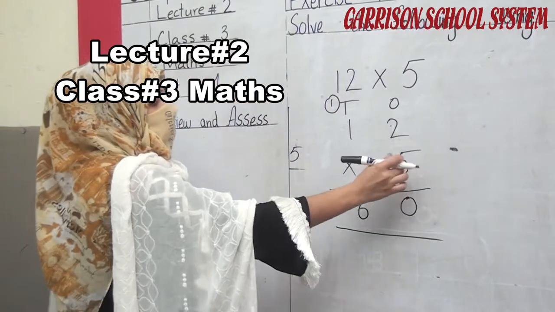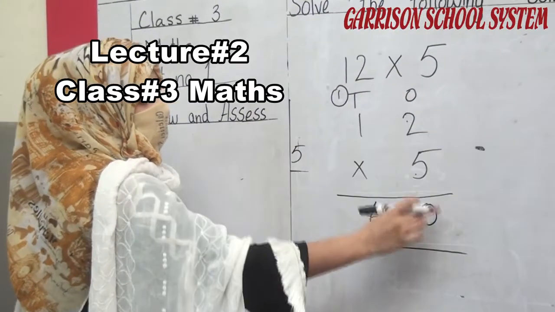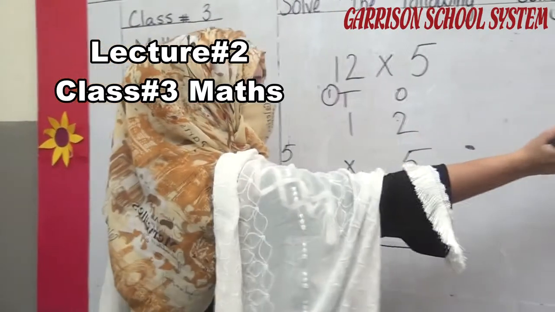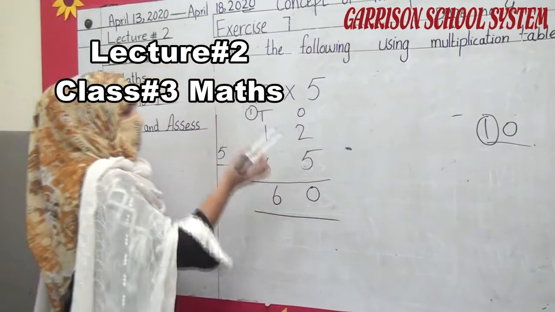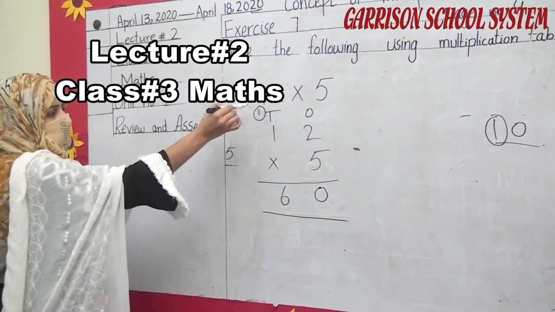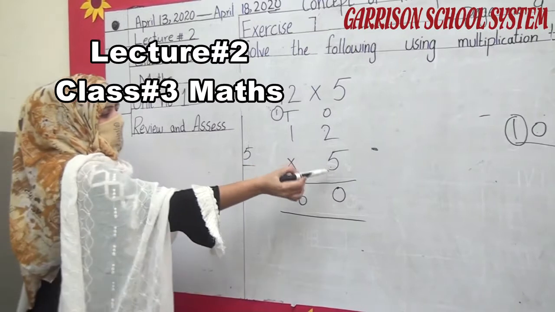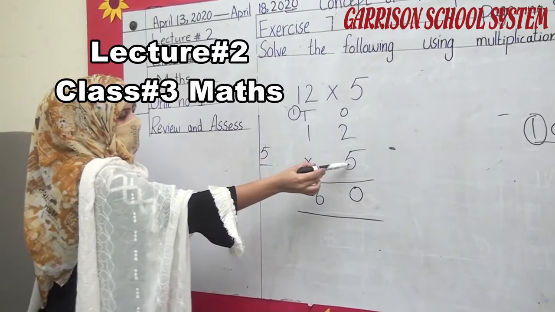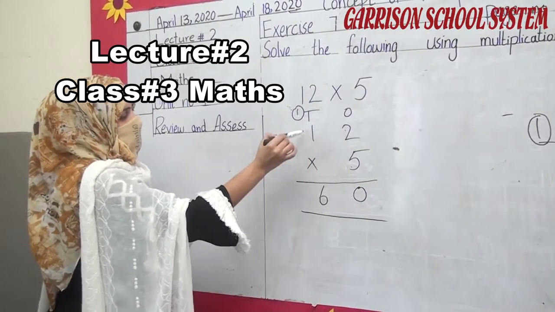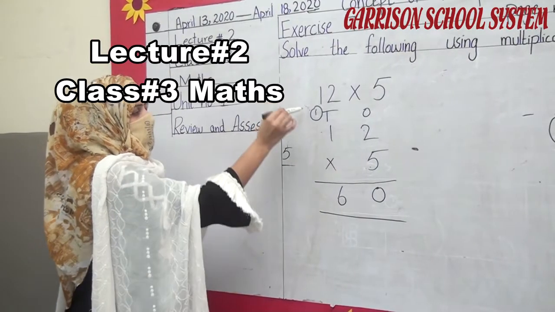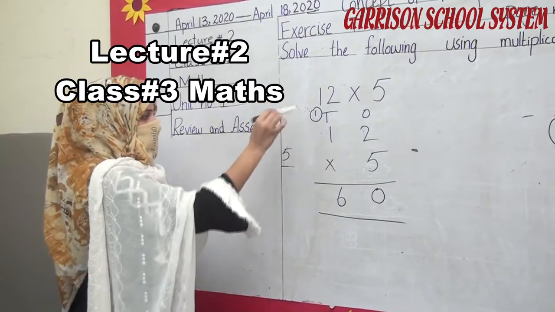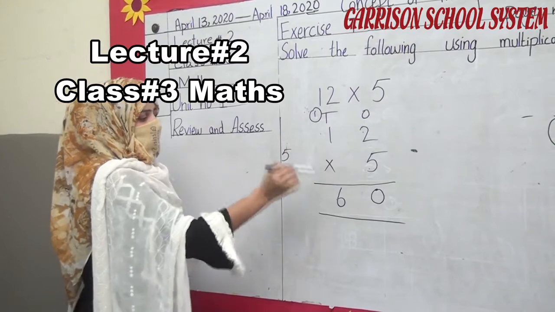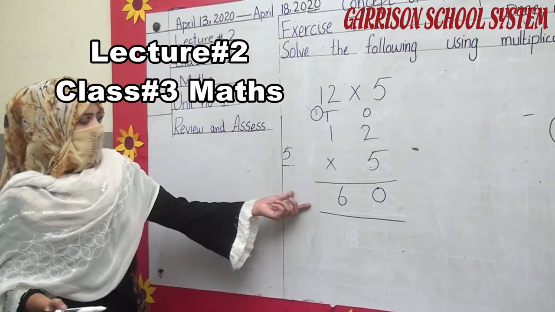When we multiply 5 by 2, it is equal to 10. As 10, we write 0 here and 1 we have to carry over to the tens. Now we solve the 5 with 1. 5 1s are 5 and we add the carry with this 5. Answer will be 6. So our answer is 60.